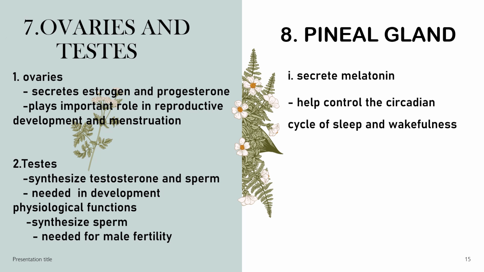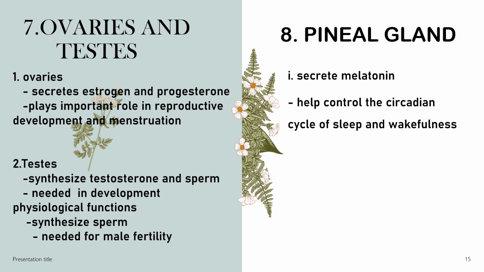The seventh gland is the ovaries and testes. The ovaries secrete estrogen and progesterone. They play an important role in reproductive development and menstruation. The testes will synthesize testosterone and sperm. It is needed in developmental physiological function. The sperm is needed for male fertility.